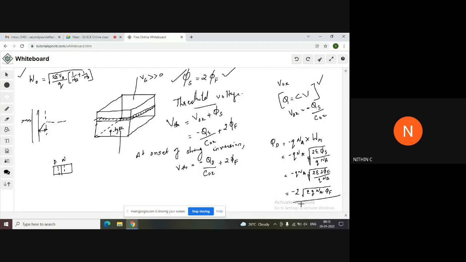No issues. Okay. So this is the expression of QD. QD is actually the charge value. We have the charge density. From charge density, if we need to get the charge, we need to multiply charge density with volume. Volume means area into length. Area we are taking as 1, so you will multiply just with the length. That is the depletion region width. Length in this case is depletion region width.